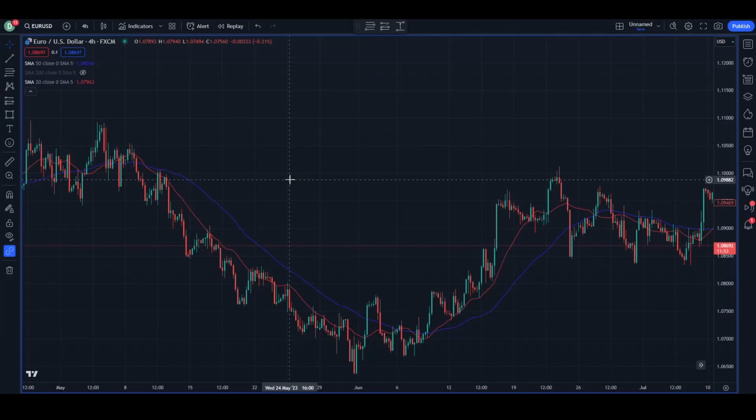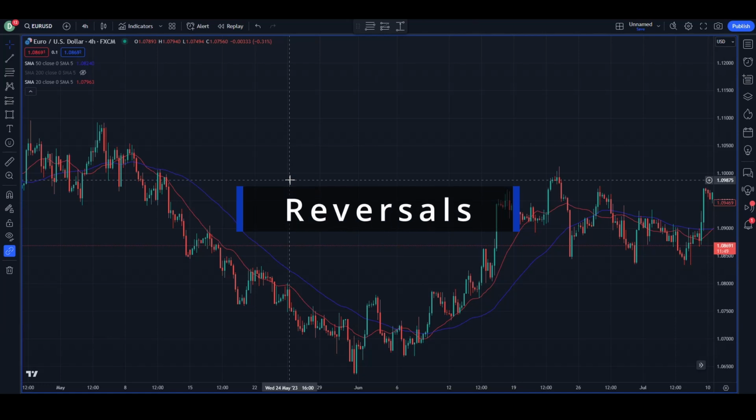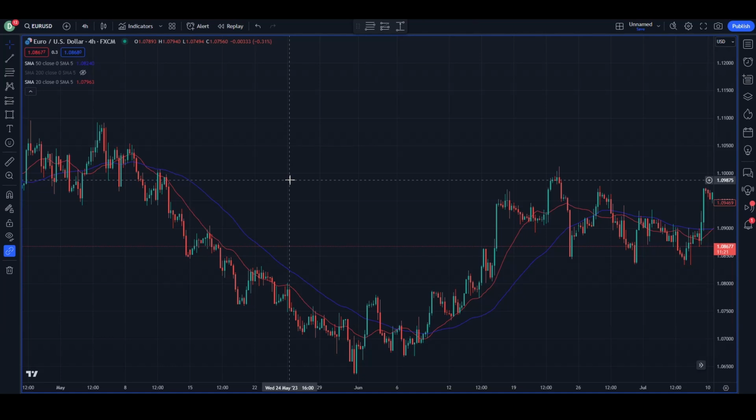The next usage of moving averages is to spot reversals. This usually is done with a couple of moving averages, and 20 and 50 are often the top pick. To get a reversal from a downtrend to an uptrend, you need a transition. This transition is composed of two elements.